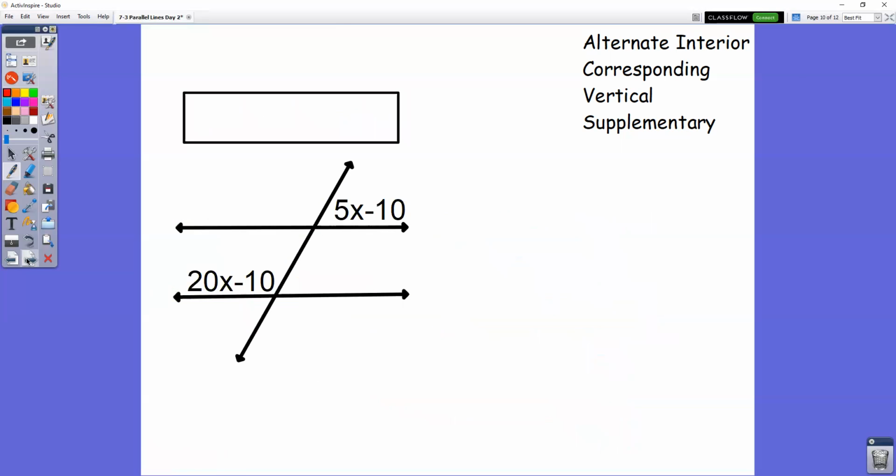Go ahead and try this next one, please. Say what type of angles they are, set up your equation, solve for x, sub it back in to find the missing angles. Remember, if you're struggling to see what kind of angles they are, take a look at the size of the angles.